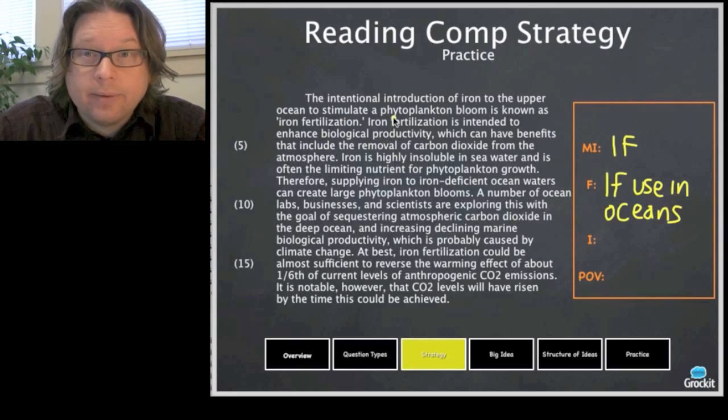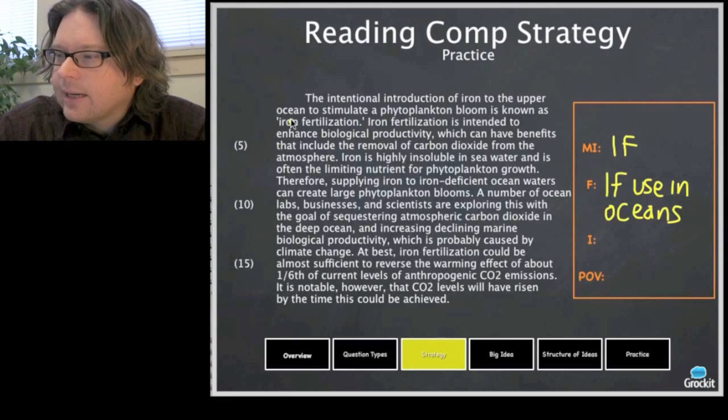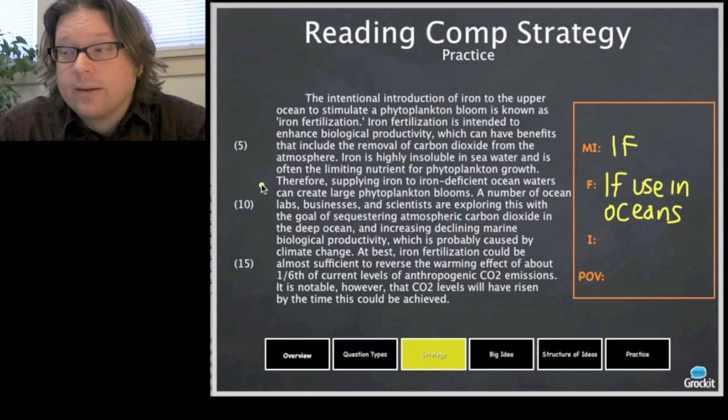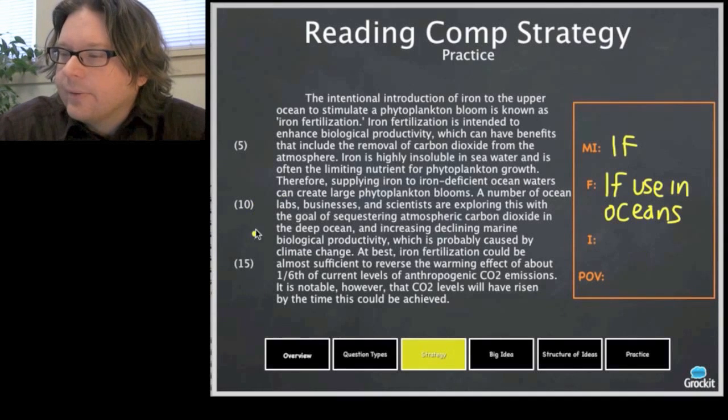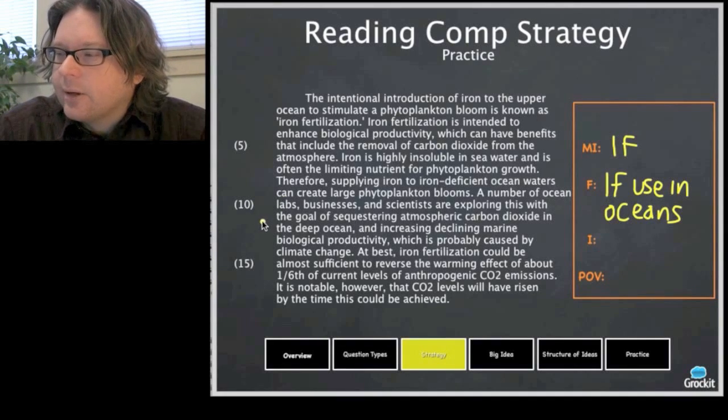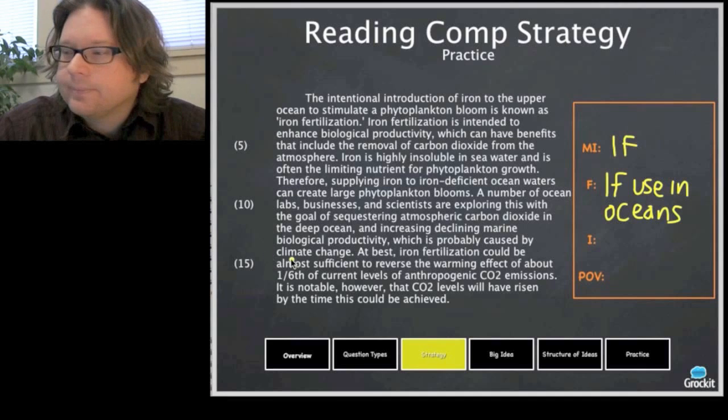But let's keep reading, I could be wrong. Iron is highly insoluble in seawater and is often the limiting nutrient for phytoplankton growth. Therefore, supplying iron to iron-deficient ocean waters can create large phytoplankton blooms. A number of ocean labs, businesses, and scientists are exploring this with the goal of sequestering atmospheric carbon dioxide in the deep ocean and increasing declining marine biological productivity, which is probably caused by climate change.